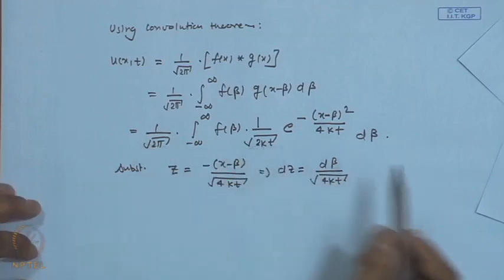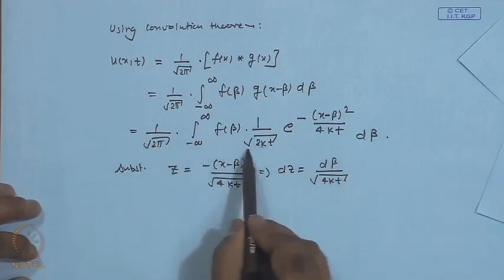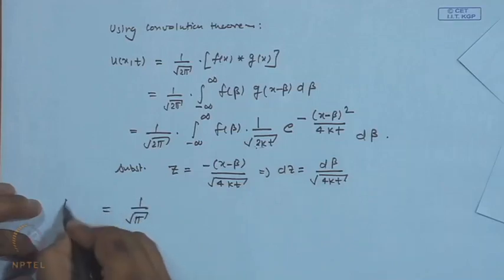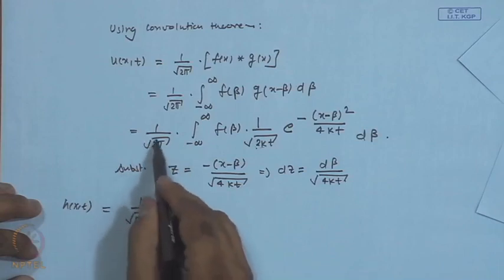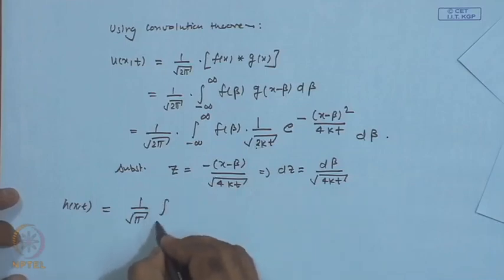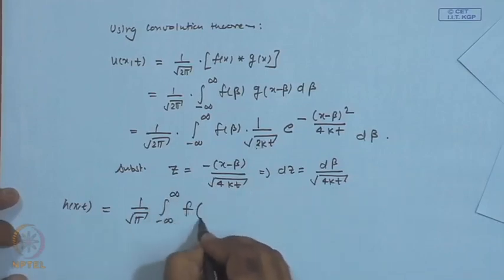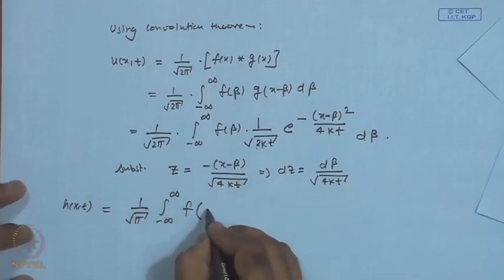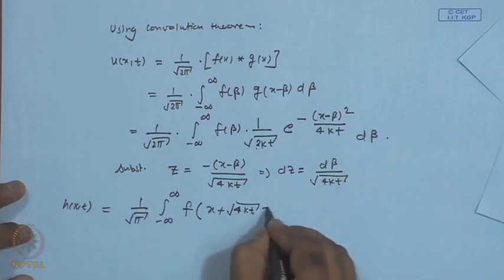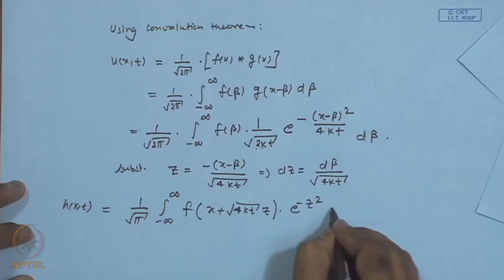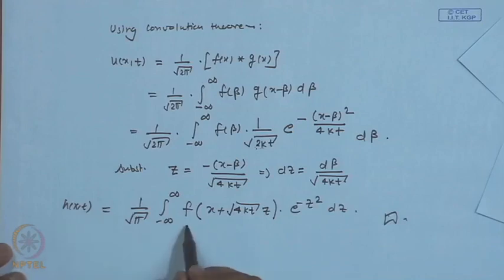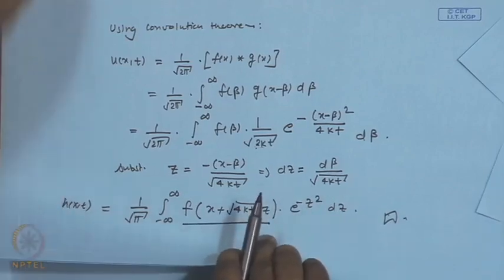So, square root 2 is square root 2, we have this square root 4kt, and this d beta will be, so we have 1 over square root pi u(x,t), because this square root 2 we can cancel with this square root 2. So, that we have exactly this term, and minus infinity to plus infinity, f for the beta we have to get from here. So, that will be f(x plus square root 4kt z), and we have e^(-z²) dz. So, this is the solution of the problem, in terms of the given function f.